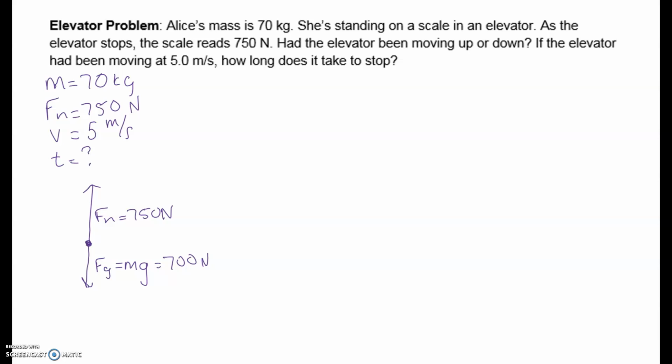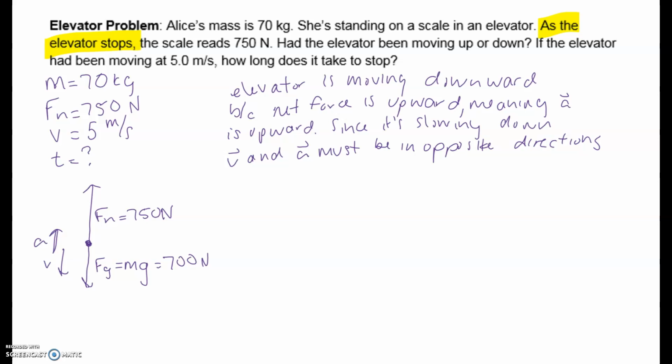What we've learned here is that the net force is upward, so that implies an upward acceleration. If acceleration is upward, we can look at the problem, and it says, as the elevator stops. That means the elevator is slowing down. For an object slowing down, its velocity and acceleration have to point in opposite directions. So if our acceleration is upward, which it is in this case, that means our velocity has to be downward. So this elevator is moving down. Let me just write that down. All right, so I wrote down my reasoning there.